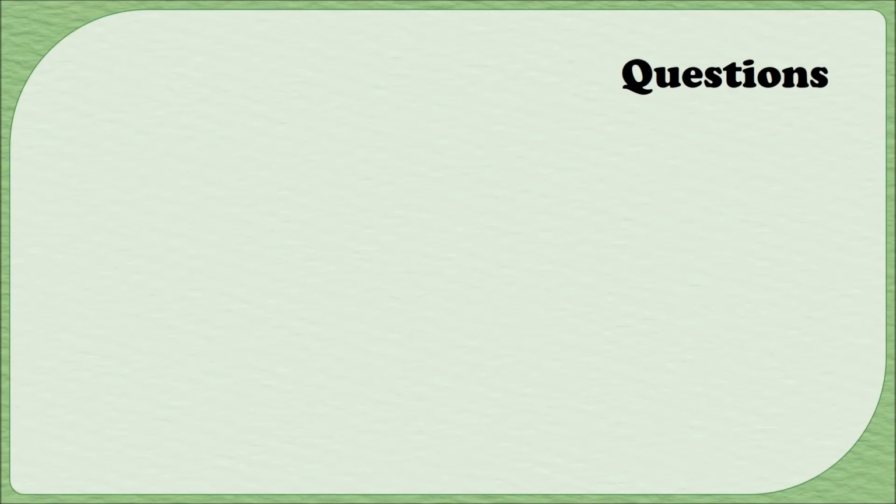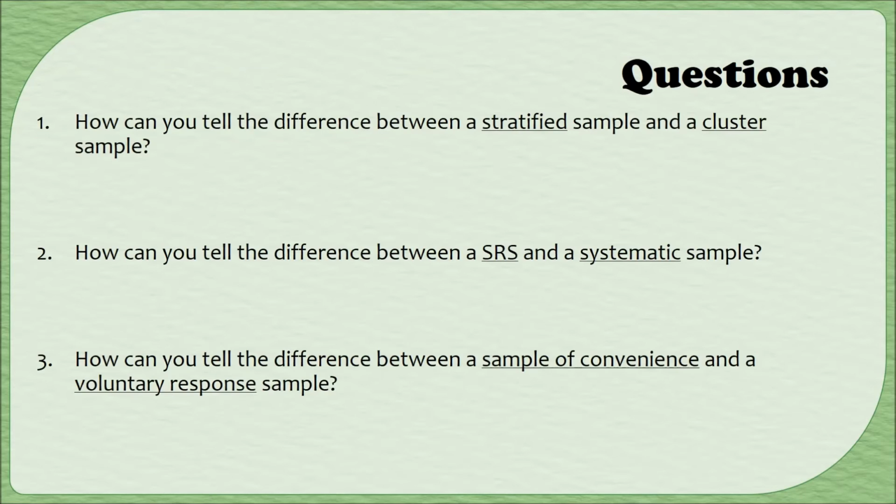Okay, so now that we've talked about 6 different sampling techniques, let's see how we can differentiate among them. To help, I've got 3 questions for you. Number 1, how can you tell the difference between a stratified and a cluster sample? Number 2, how can you tell the difference between an SRS and a systematic sample? And number 3, how can you tell the difference between a sample of convenience and a voluntary response sample?